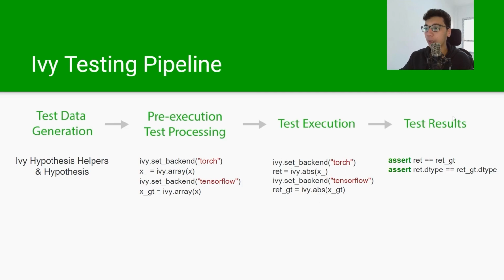Later on, we do an element-wise equality, which is the last stage of the testing pipeline, between the return and the return ground truth. And we also ensure the return data type is equal. We do a lot more than that in actual Ivy, but it's only for simplification here that we show how we could possibly do that. There are multiple ways to do this kind of checking, but basically we just do an element-wise equality.